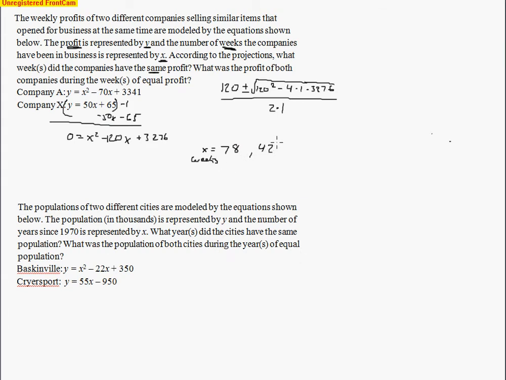So let's find out what those values are. We have to substitute these two values back into the equations. Y equals 50 times 78, and then plus the 65.